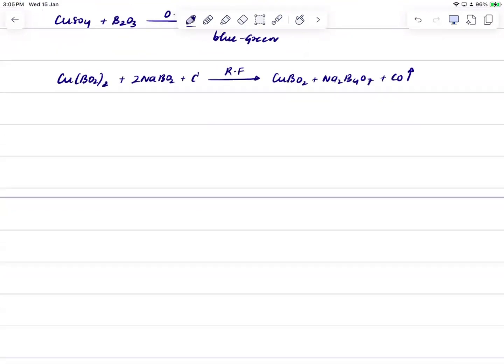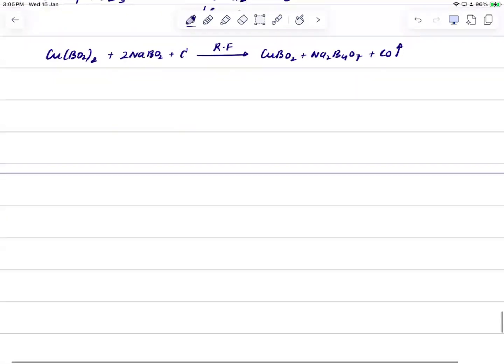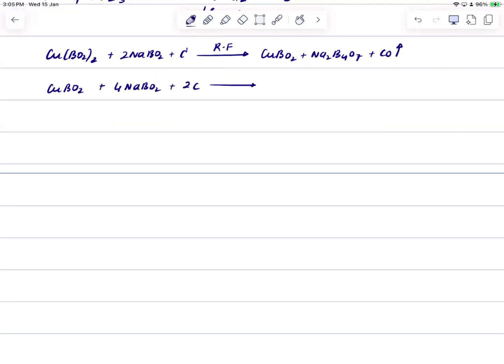First reduction. This is first reduction. If you keep going, a further reaction here. So this same CuBO2 will further react with 4 moles of NaBO2 plus 2 moles of carbon to give 2 moles of copper, plus 2 moles of Na2B4O7 plus 2 moles of CO. Eventually, what you get is copper.